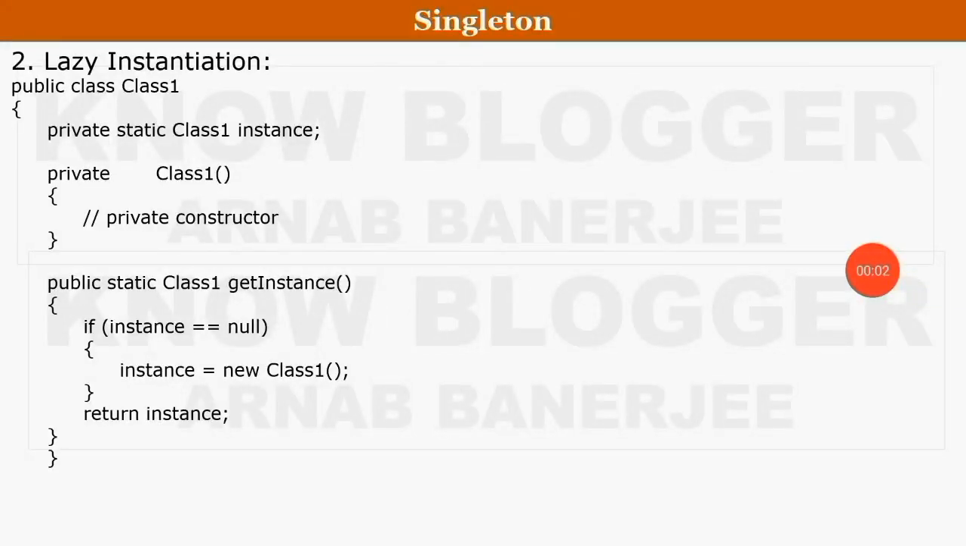Now the lazy instantiation. Lazy instantiation means we are just going to create the instance at the time when it is required. If it is not required, then we will not create the instance. You can see the code here.